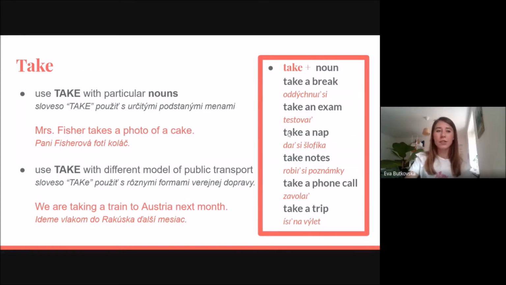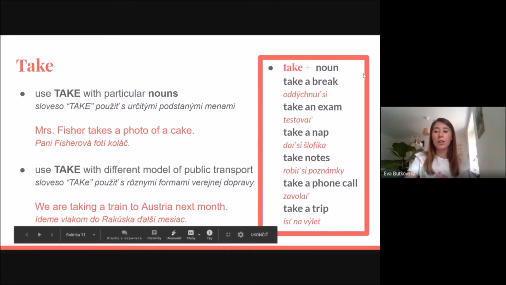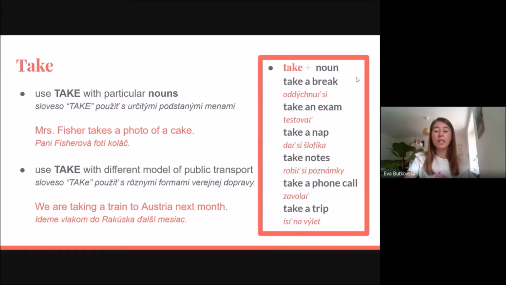We all understand the verb take as to take, as an extract, but verb take is a basic verb, and we use it with many nouns to create new verbs. So we use them with particular nouns. For example, take a photo, or take a break, take an exam, take a nap, take notes, take a phone call, or take a trip. I want you to now focus and study the right table.